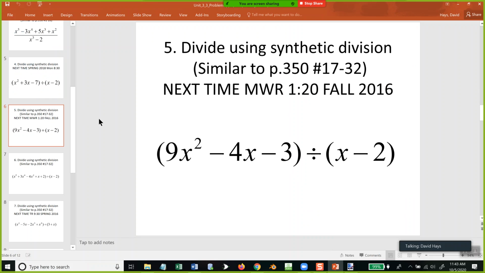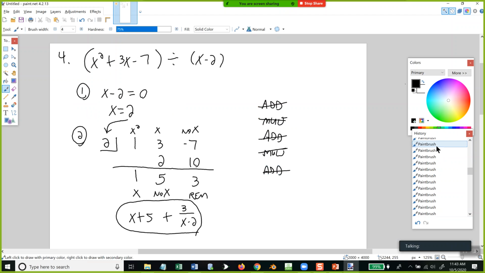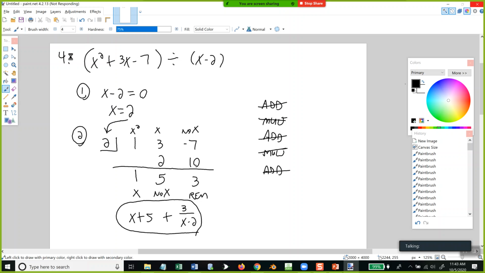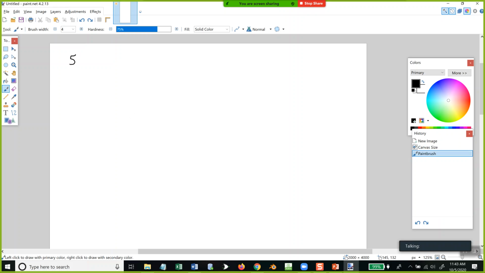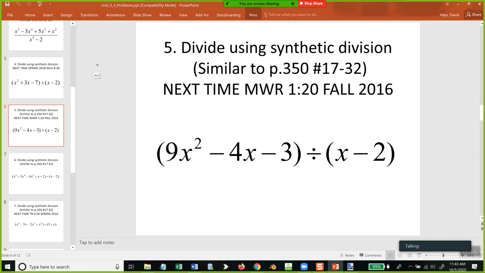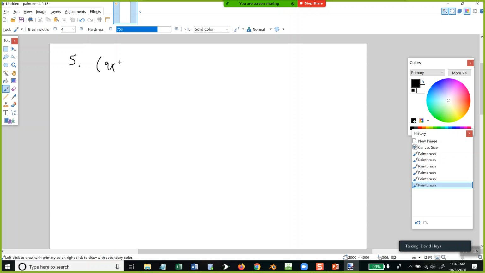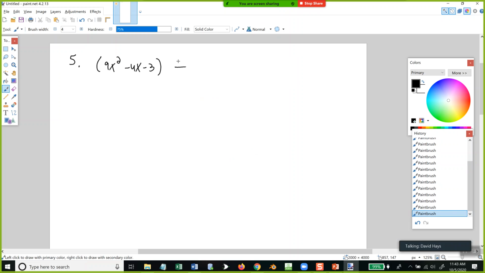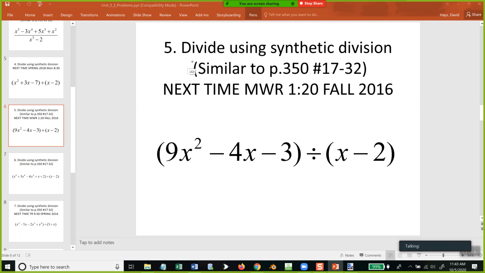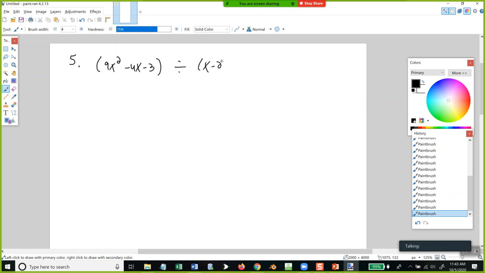Let's take a look at this one. Okay, 9x squared minus 4x minus 3 divided by x minus 2. Again, first step is to take what we're dividing by, which is x minus 2, set it equal to 0, and solve it.